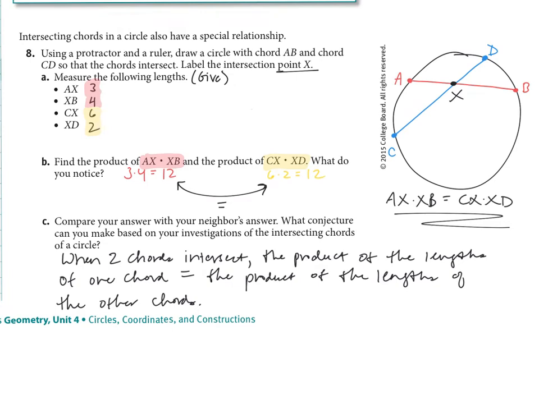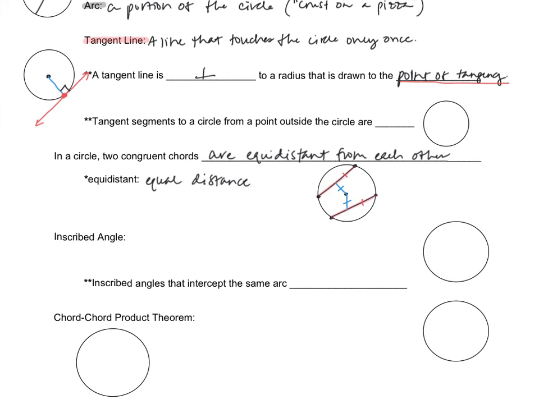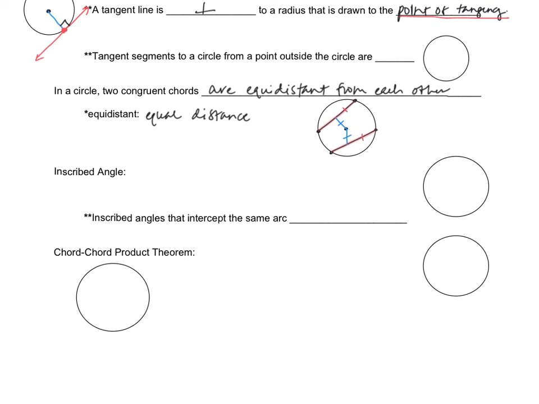So now, here's what we're going to do. We're going to go ahead and pull out our word wall from last week, and we're going to add onto it. All right, so this is where we last left off from last week. We're going to go to the bottom, right where it says the chord product theorem, which is technically the official name of what we just discovered.